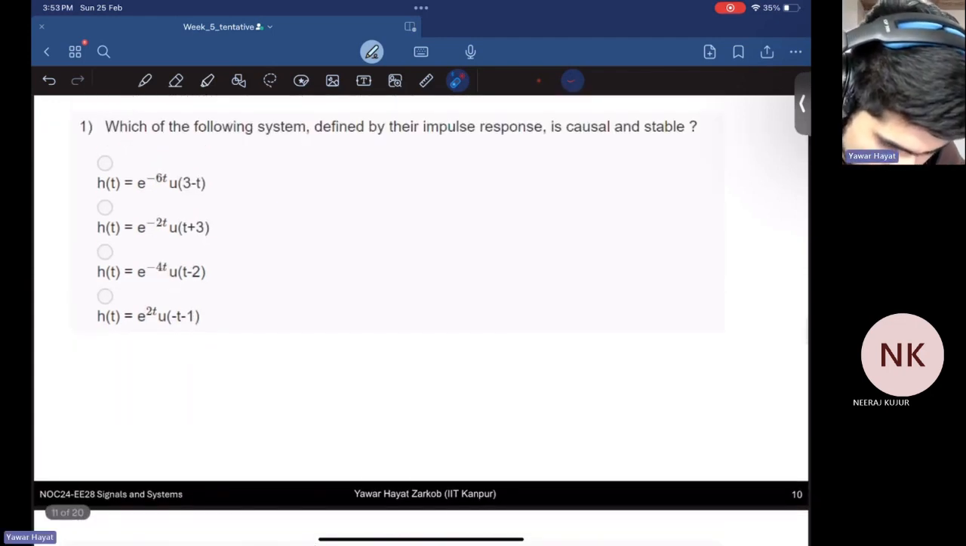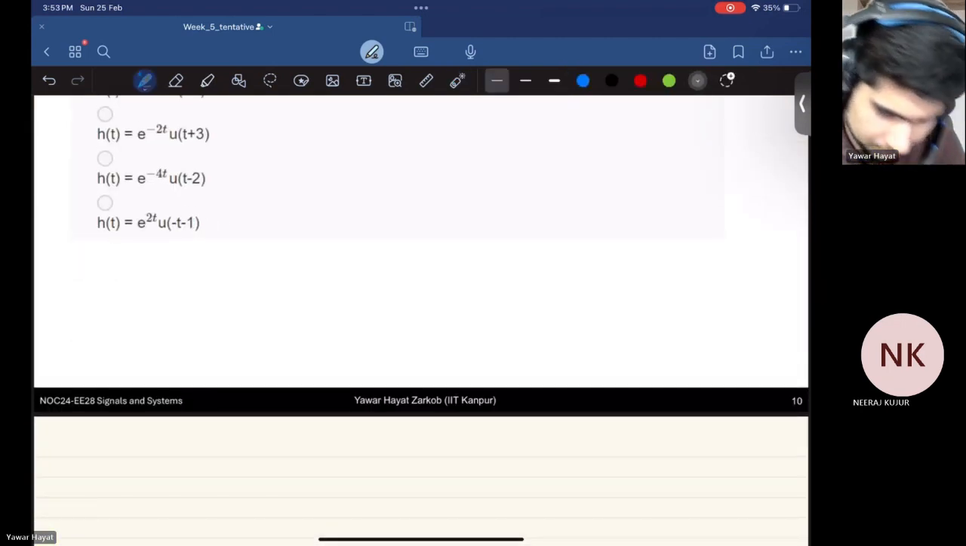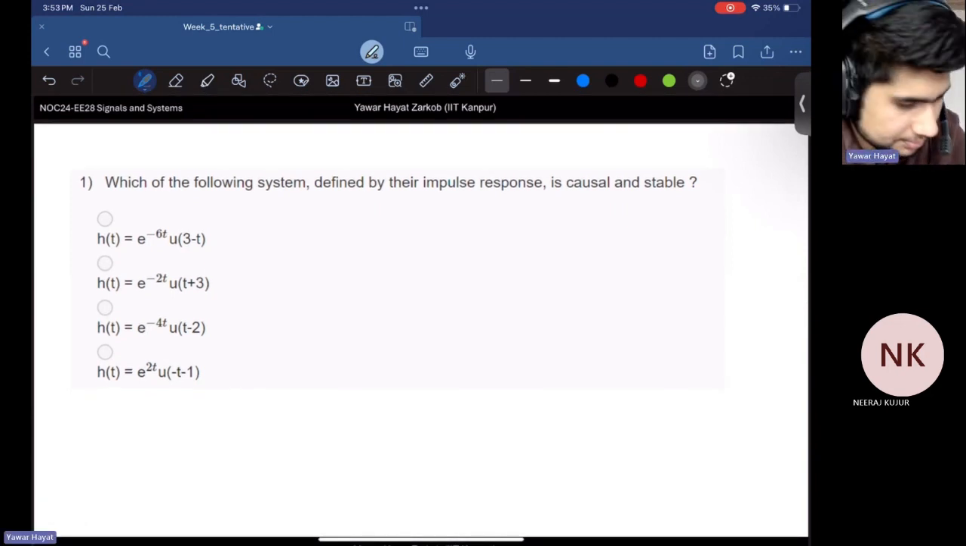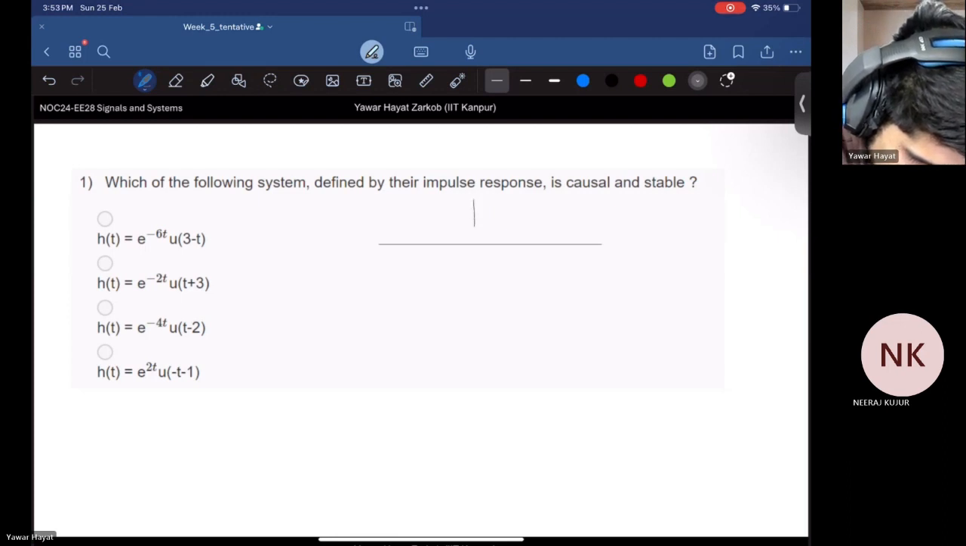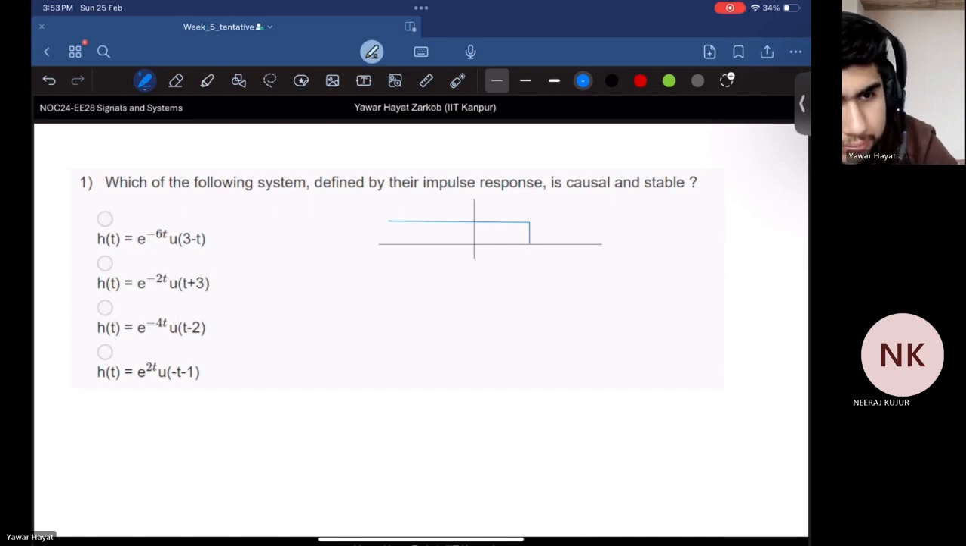I can maybe help you out. What is u of 3 minus t? Right, u of 3 minus t would be this. Agreed? Okay, sir.